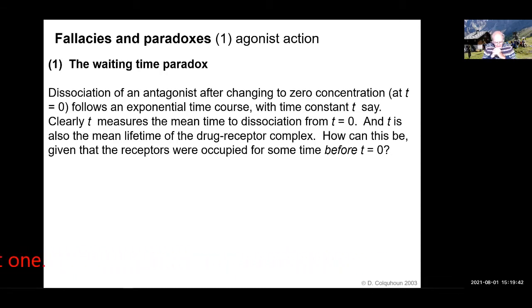This was a huge revelation to me. I gave a talk about it at the Pharmacological Society in 1970 or so. I got so excited I broke the pointer. So that is the waiting time paradox.